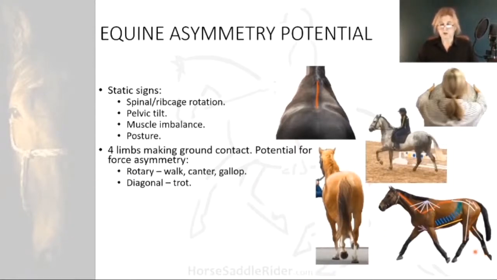Diagonally in trot, this diagonal, this limb and this one, may push off slightly differently to this diagonal, altering the movement vertically. It may be different horizontally, so from front to back of the horse. The horse may push with the hind more than, or pull with the forelimbs, and there may be a difference there.